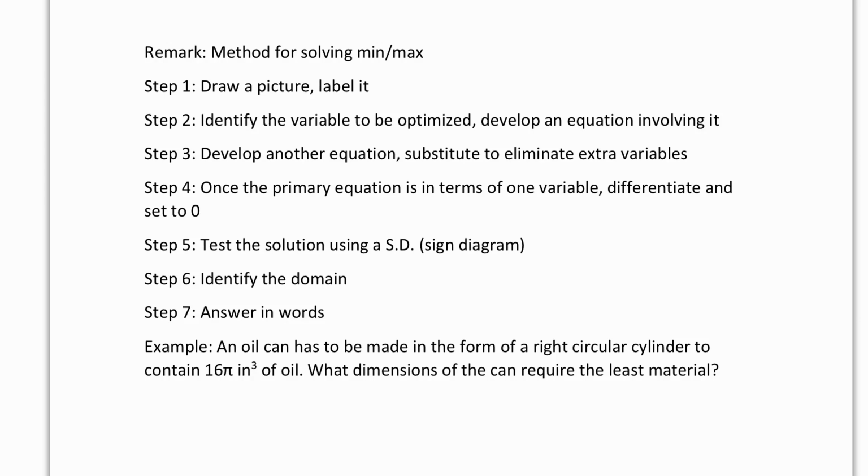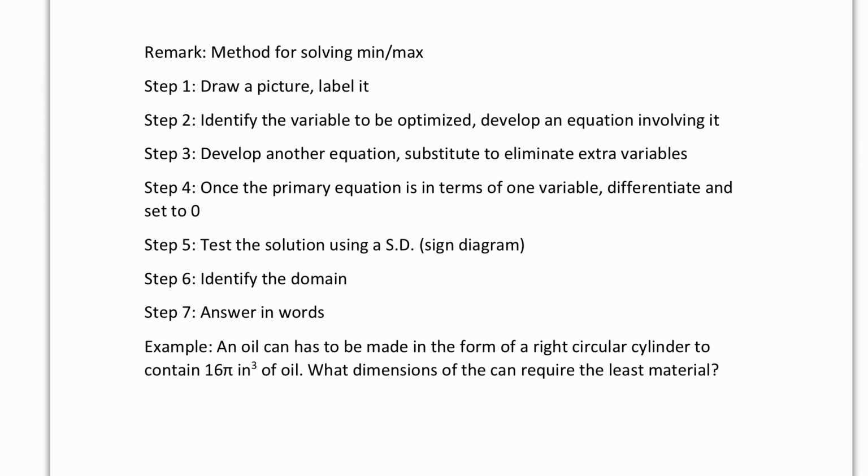That step of do the derivative and set it equal to 0 is going to take a little bit of time to get to. In particular, we're going to want to follow these steps for finding the max and min. Step 1 is we need to draw a picture. We need a picture if we're going to understand the word problem, and we're going to want to label it. Step 2, we're going to want to identify the variable to be optimized. What variable are we trying to maximize or minimize? We're going to want to develop an equation involving it.